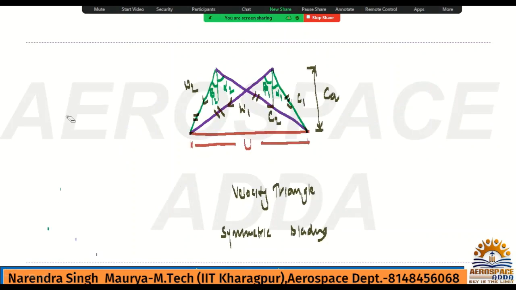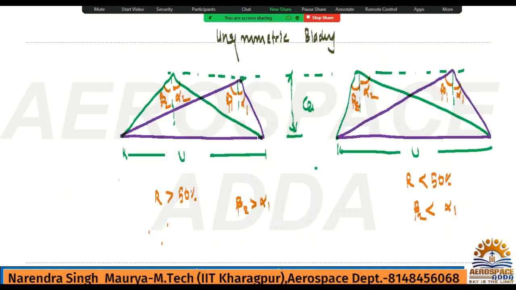In symmetric blading, what we have is alpha 1 is equal to beta 2 and alpha 2 is equal to beta 1. Okay. And this is unsymmetric blading. All right.